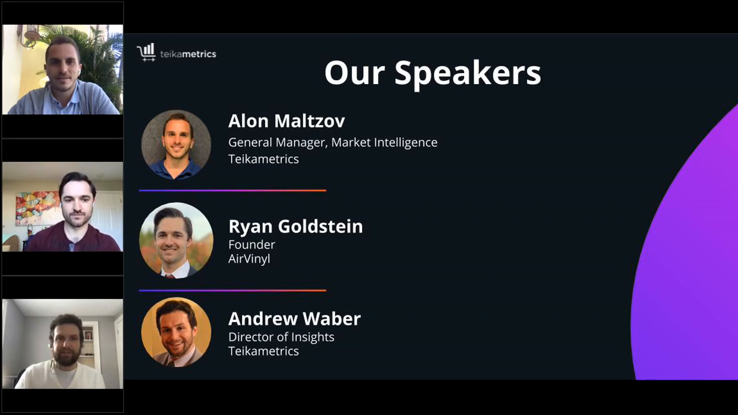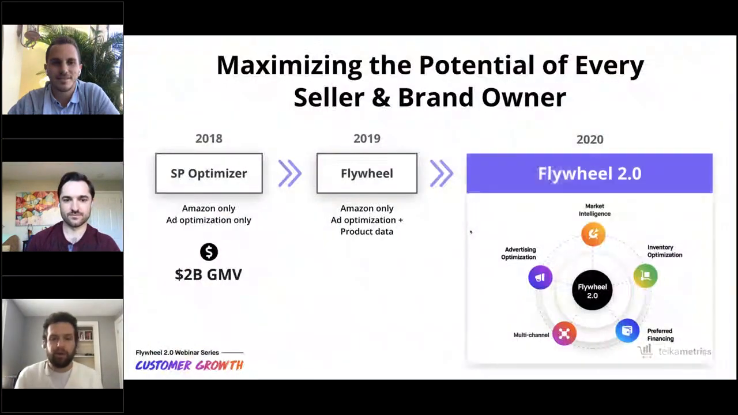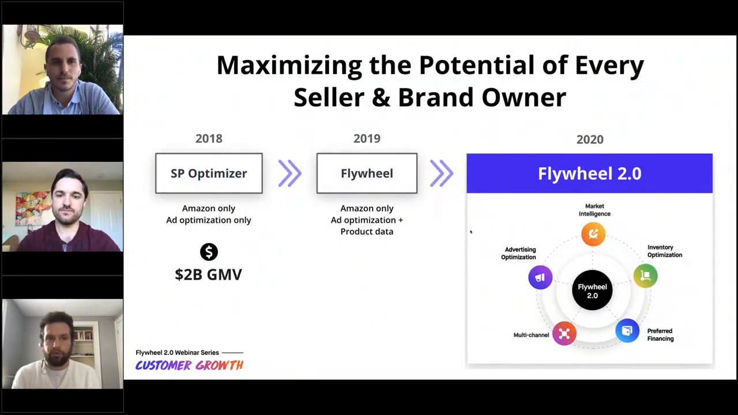Great, thanks so much. Definitely excited, and a lot of great experience here. So next, I want to go through what we're building with Flywheel 2.0 as an overview. To bring us back, when Teikametrics was getting into the advertising space on Amazon, we launched this product called Sponsored Product Optimizer. And again, this is really focused on Amazon specifically and only ad optimization. We wanted to help people optimize those sponsored product ads that you see on the Amazon search page, bid better, and place them better.